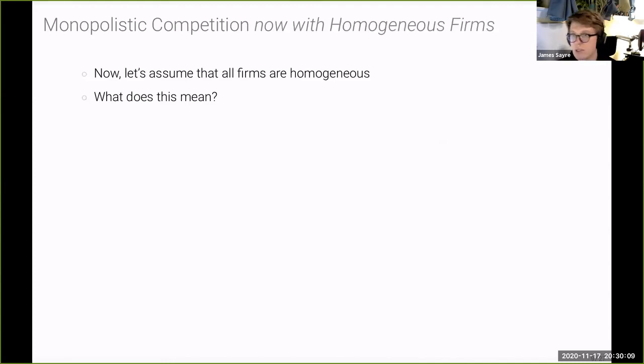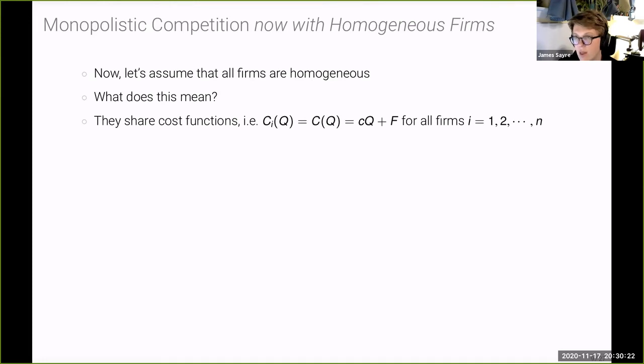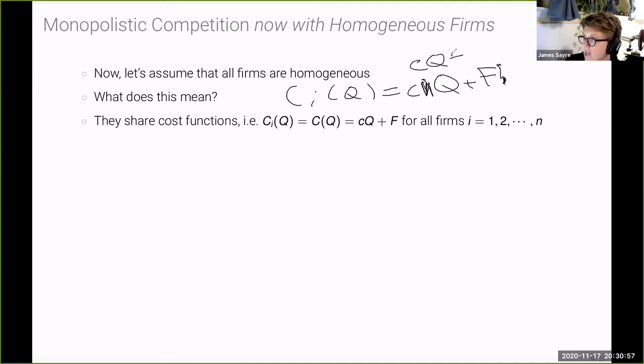So now what we're going to do is simplify the PP curve and the CC curve a little bit by making the assumption that all firms are homogeneous. So what does that mean in the context of this monopolistic competition model? Well, this means that they're going to share cost functions. Recall that I wrote the cost function for my firm as C_i of Q equals c_i times Q plus F_i. Well, all that making firms homogeneous means is that if firms had varying marginal costs and varying fixed costs, we just get rid of these i subscripts. Now all firms are going to have the exact same cost function, little c times Q plus F.